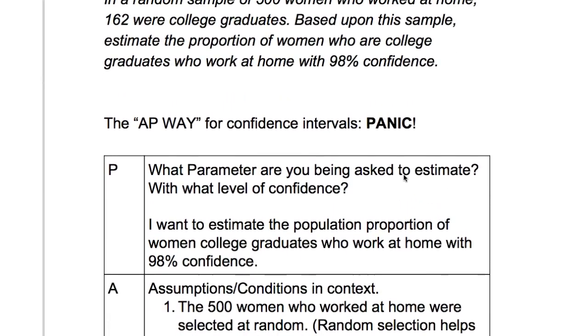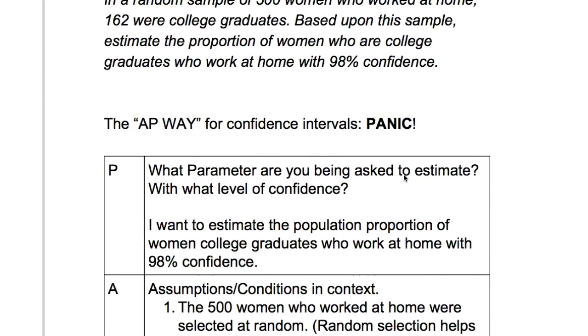This was on the board a couple weeks ago, but the AP way for writing confidence intervals, we've got a mnemonic device which will help you remember the 5 things you need to include, and that mnemonic device is PANIC. Each of those letters in the word PANIC stands for something, kind of gives you a reminder of what you need to include in your solution.